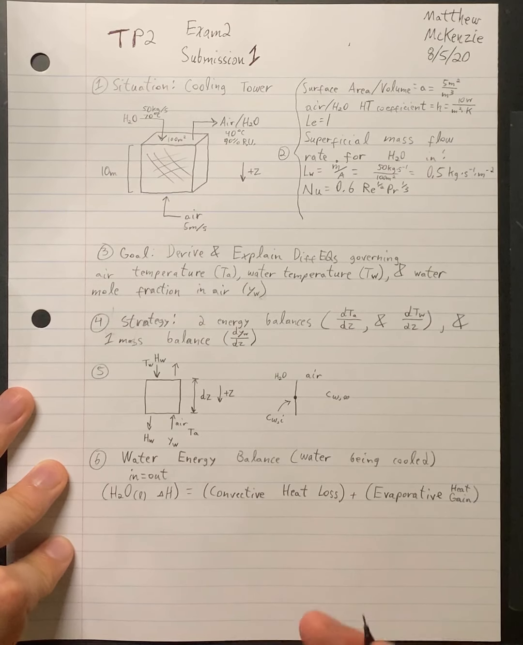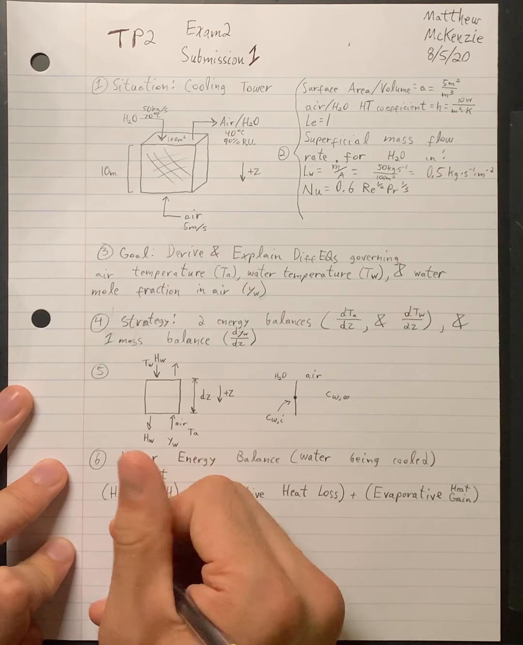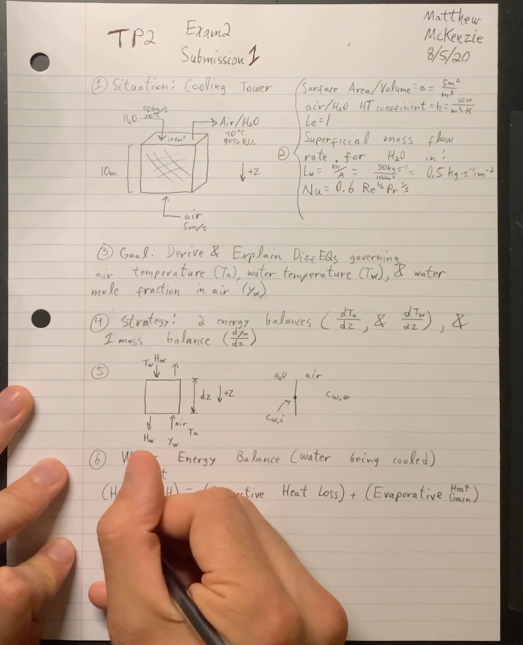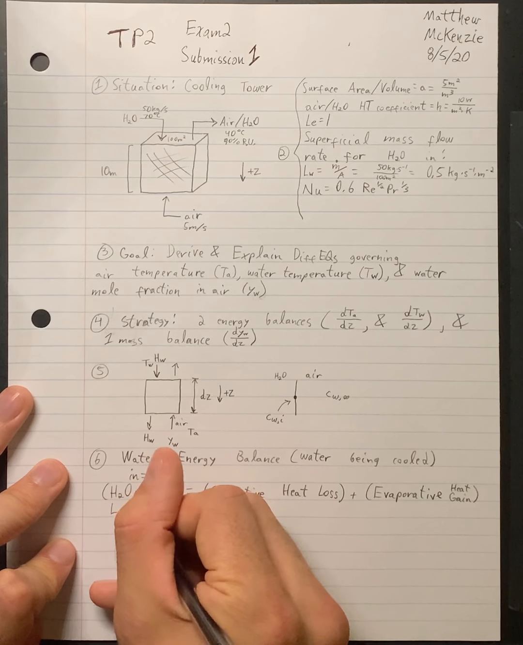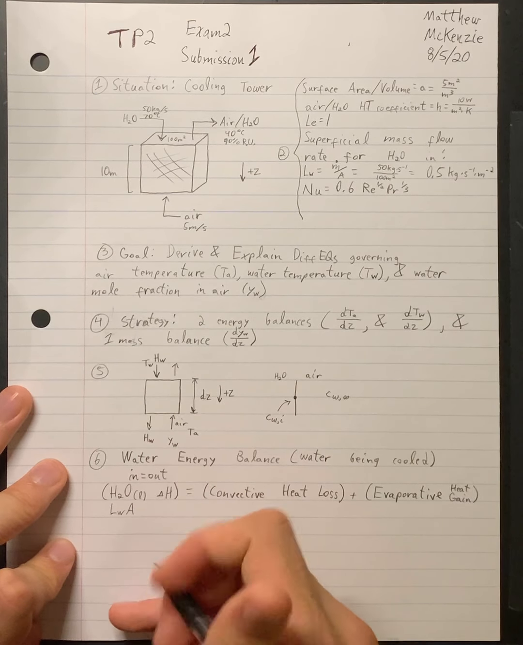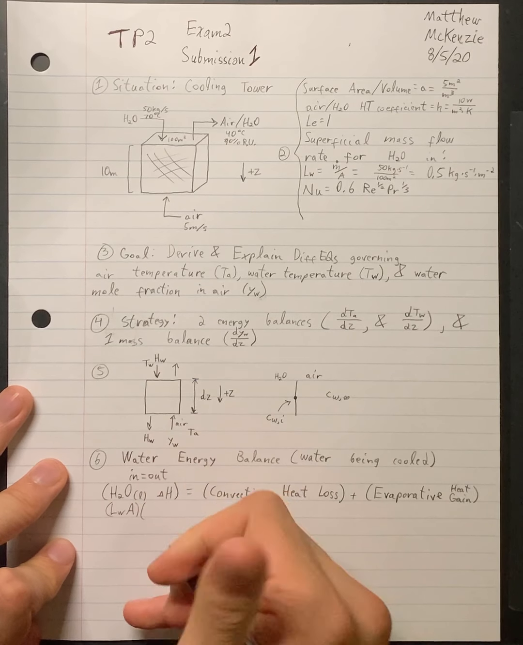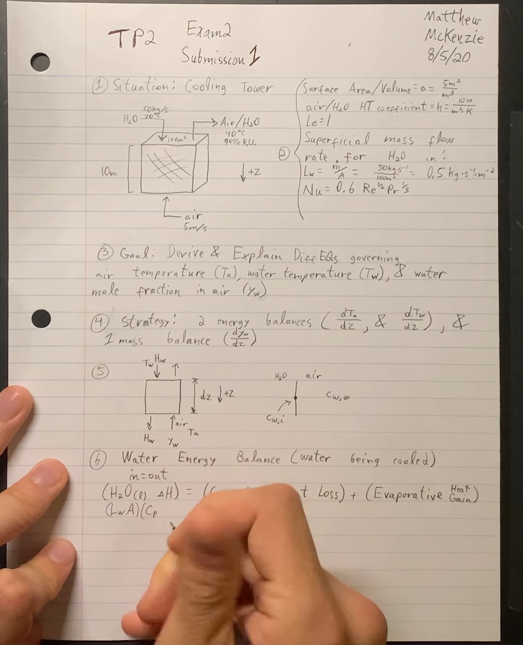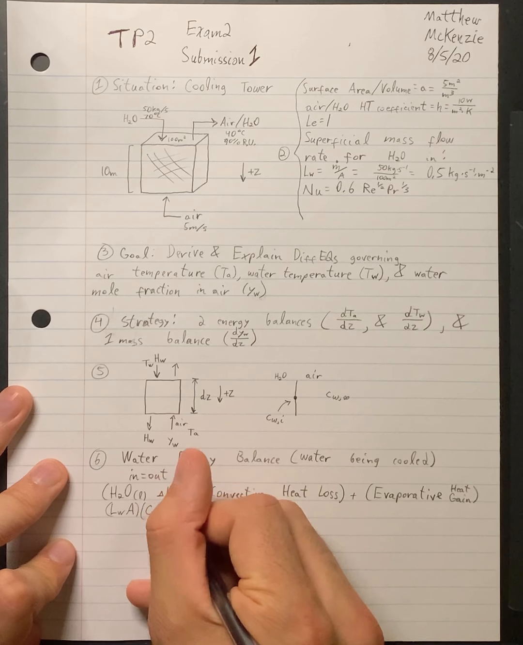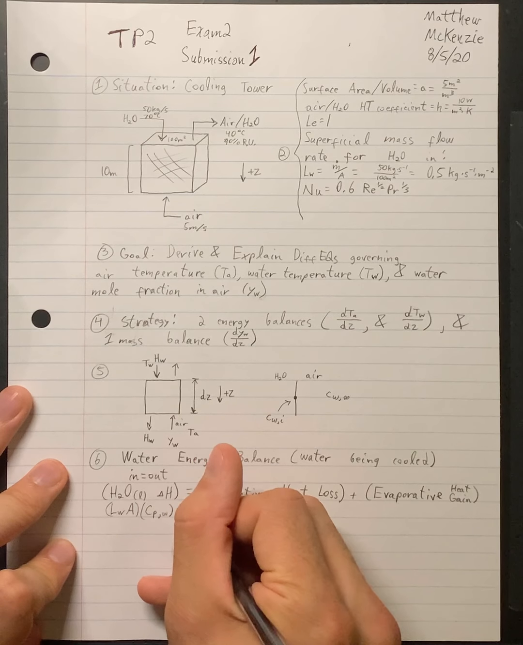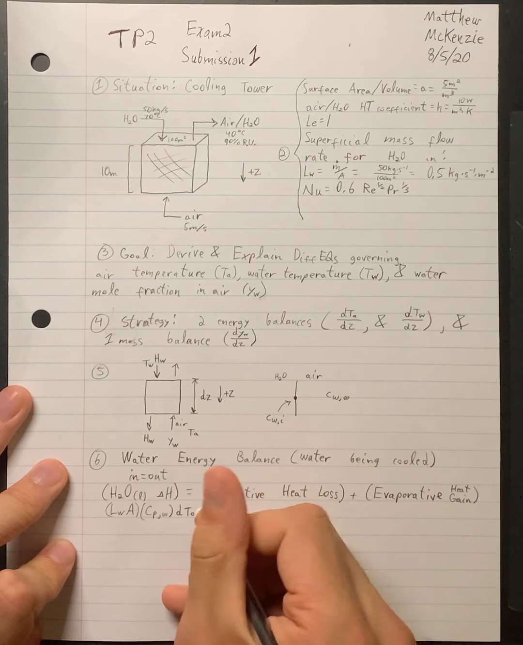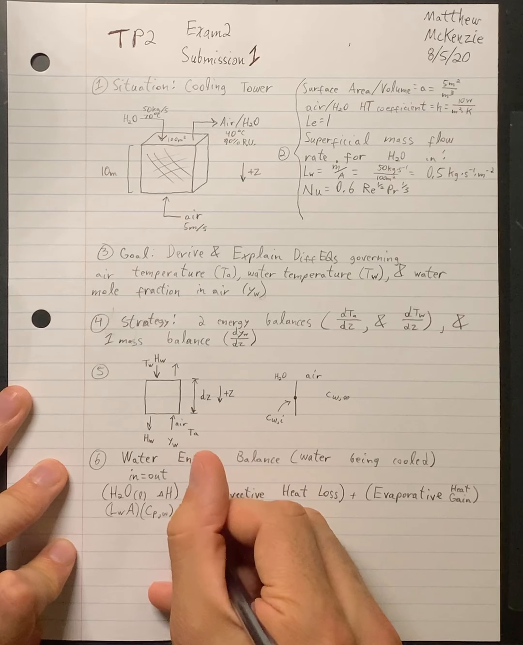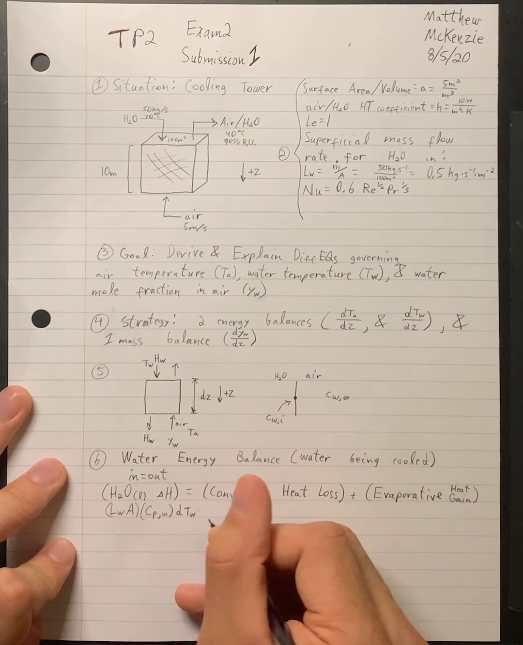This allows us to better calculate what the final result would be. So what we've got over here, we've got that superficial mass flow rate of water times the area, the cross-sectional area, times the heat capacity of water times some differential temperature change of water.